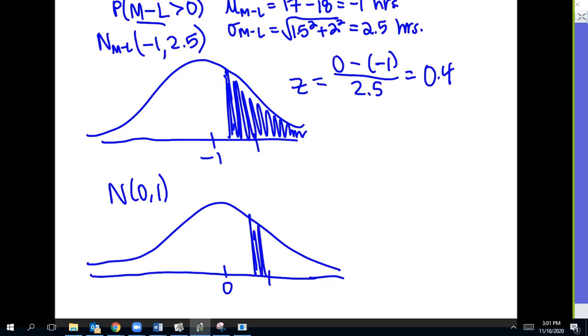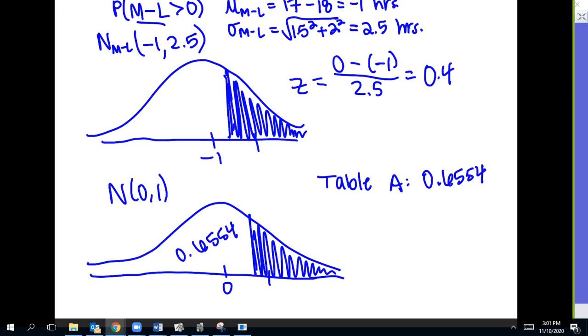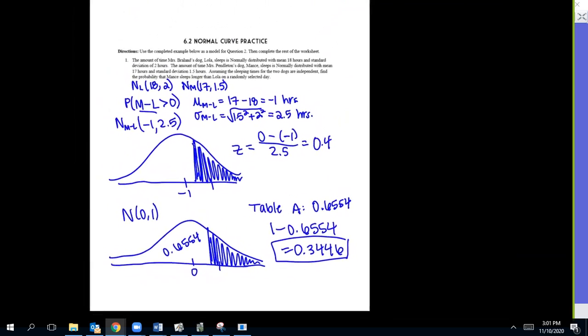0.4 is right where I thought it would be, up there. And then remember, we go to table A. And I'm looking for 0.4 on table A. See if I can find where my table A went off to. I got 0.6554. Remember, table A only shows you the values to the left, so that's what this area represents. I want the shaded region, so I'll do 1 minus 0.6554 and get 0.3446 for my answer. Remember, your whole answer, though, is this whole thing.